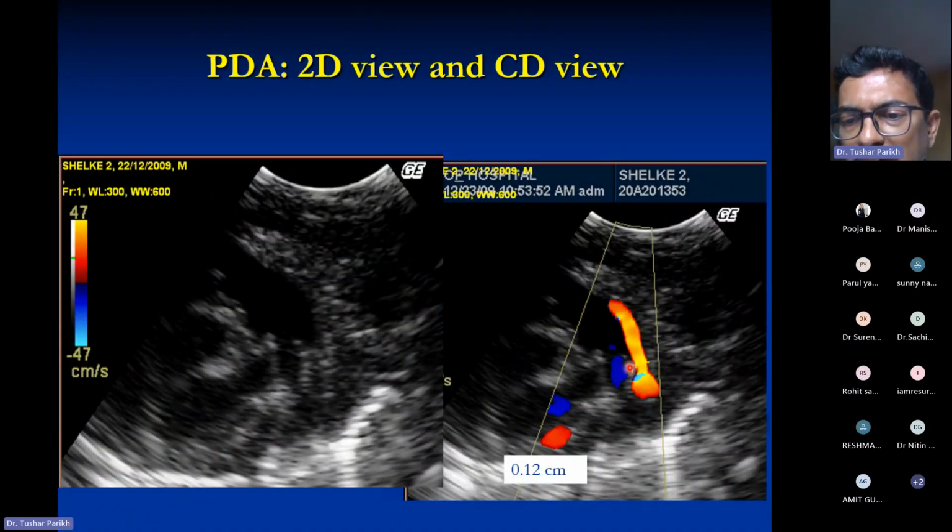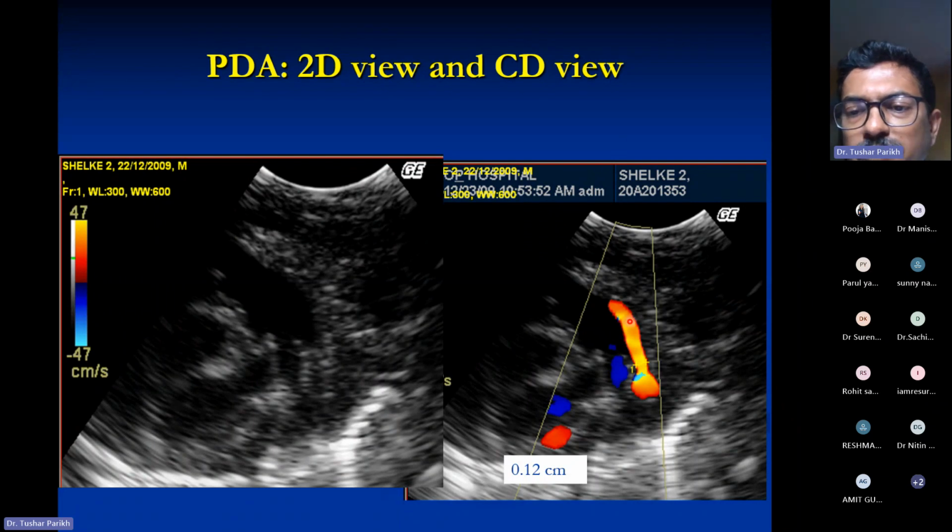Your PDA starts here, this point, and from there the PDA is here. So this particular part is PDA. Okay, and this particular is a jet. So some people make a mistake of measuring PDA size here, which is wrong, because this is a jet. It is not a PDA. It is a jet coming from PDA.